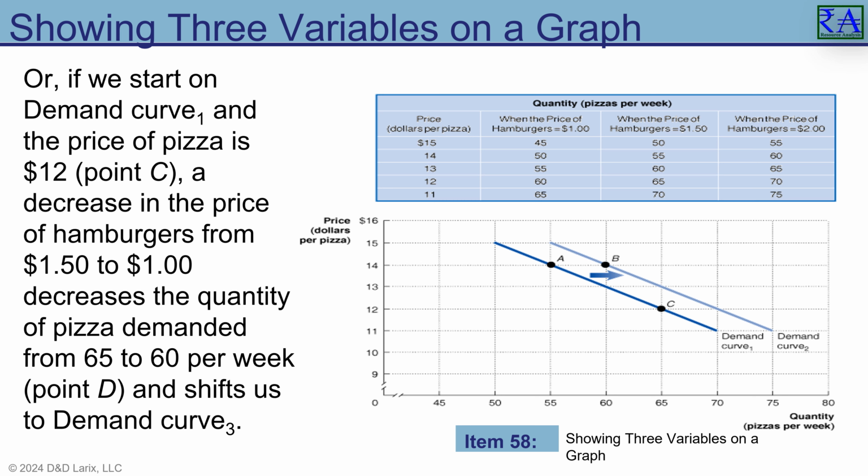Conversely, if the price of hamburger decreases from $1.50 to $1, the demand for pizzas decreases at each price level, causing a shift to the left to demand curve 3. If we start from demand curve 1 at a pizza price of $12, where 65 pizzas are demanded weekly, point C, a decrease in the price of hamburgers to $1 results in a decrease in the quantity of pizzas demanded to 60 per week, point D, shifting the demand curve leftward to demand curve 3.